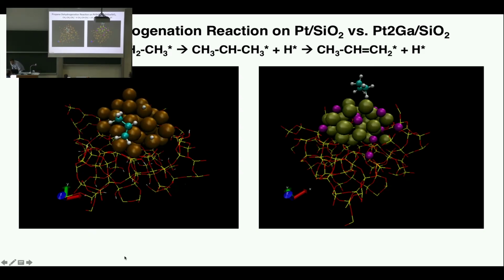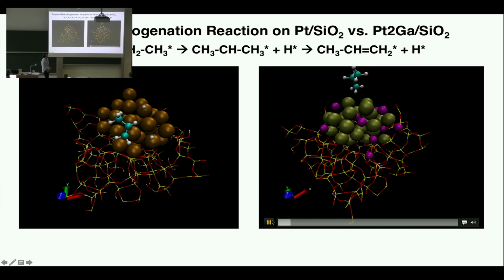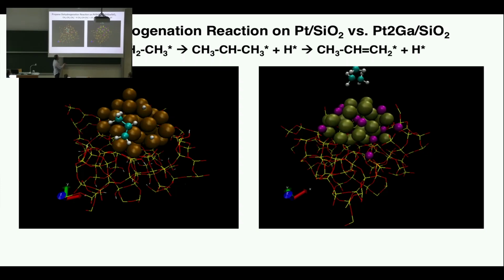So now the idea is to compare this system with the alloy system, where you have platinum to gallium. You see the particle is somewhat more amorphous, and the reaction actually happens earlier, and happens on this more of a step side. There is this platinum atom that is a bit pulled up on the system, and eventually the second activation happens on this kind of system too.